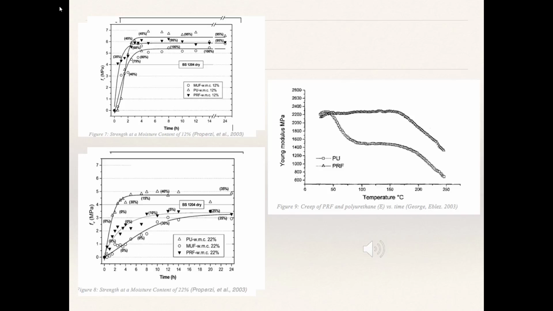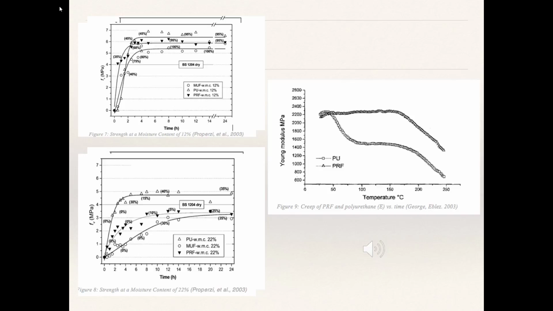Previous research on 3 types of adhesives was done using 2 different moisture contents, at 12% moisture content, which is dry wood, and 22% moisture content, which is wet wood. These are figures 7 and 8 on this slide. We see that PU had the highest tensile strength, but the tensile strength was 40% greater at dry wood moisture content compared to wet wood moisture content.